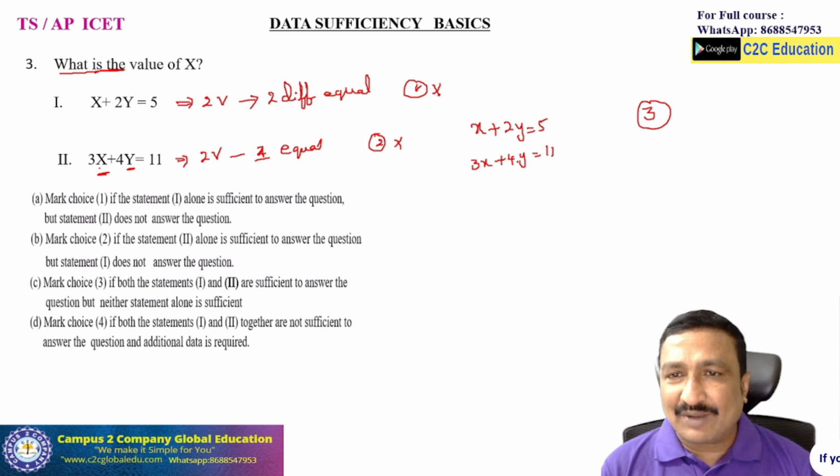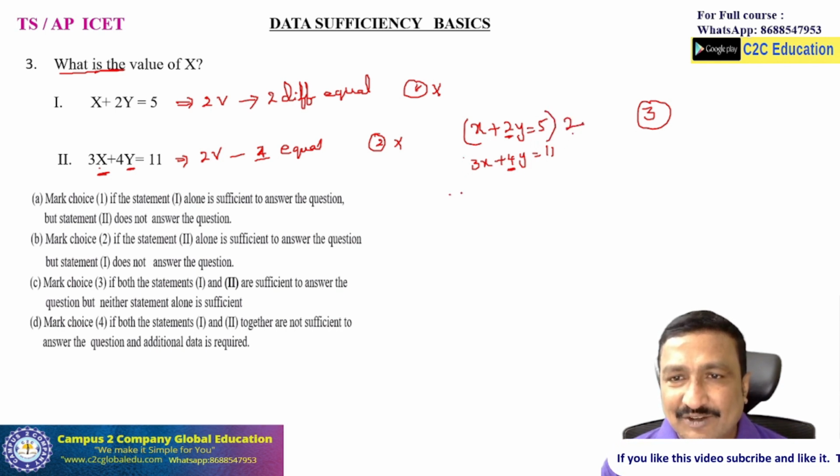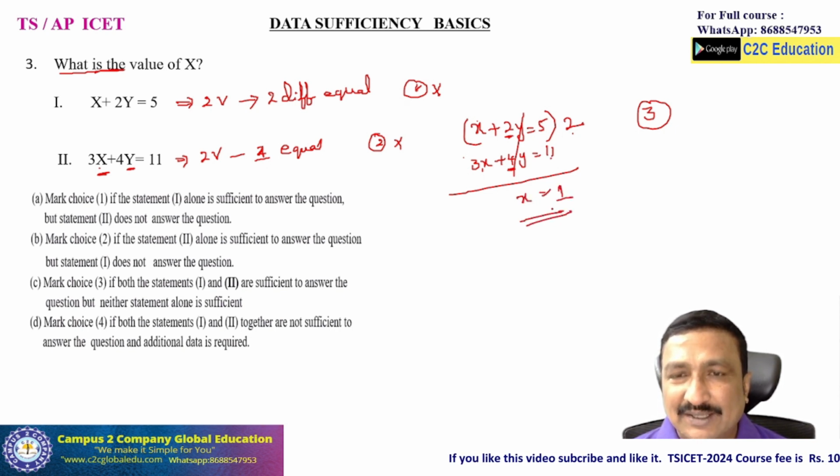How can you eliminate the y value? When their coefficients are the same. Here the y coefficient is 4, here the y coefficient is 2. So I want to make the coefficients the same. So I multiply the first equation by 2. Then the coefficients are the same, and subtracting both equations, 3x minus 2x is equal to x, and 11 minus 10 is equal to 1. So x is equal to 1. So while combining the first and second statements, I am able to say x is equal to 1. So the answer is the third option.